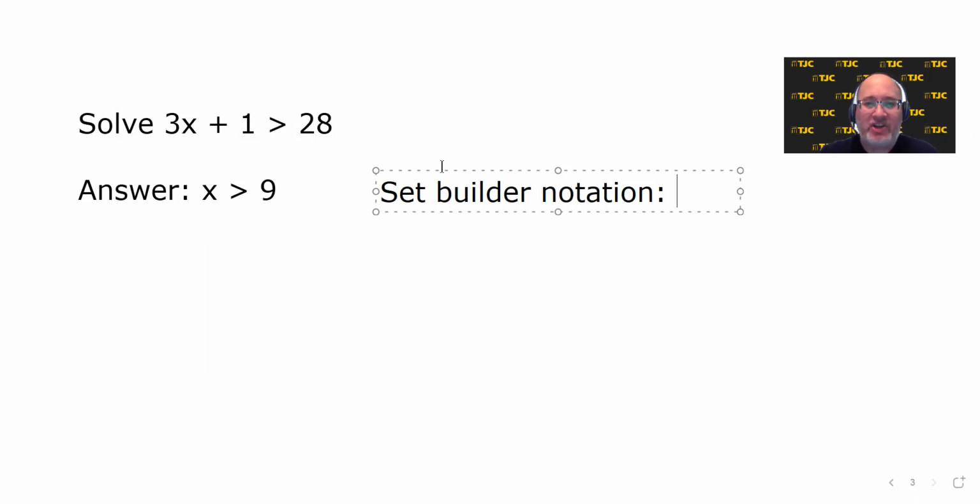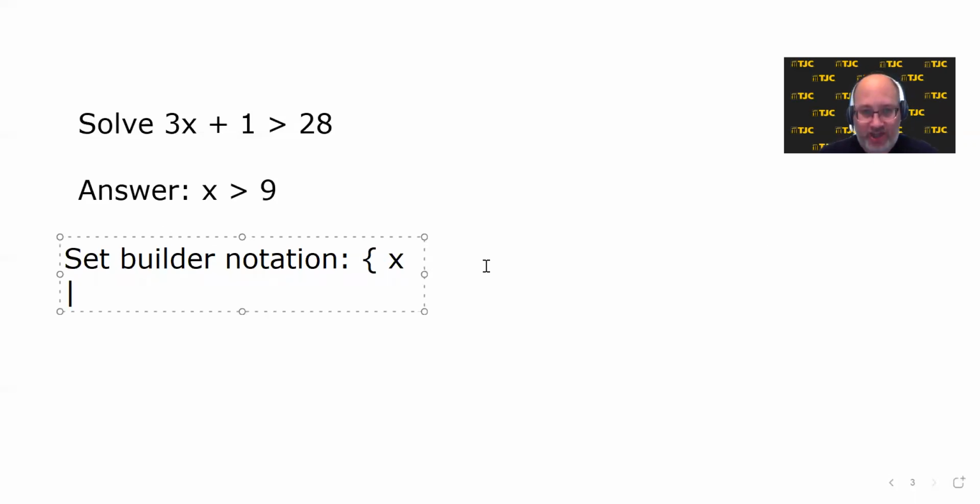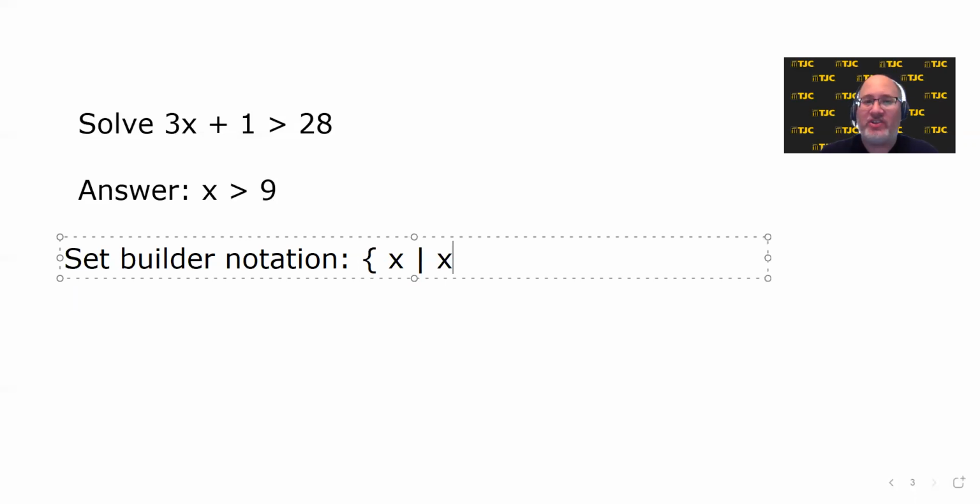Set builder notation was actually pretty easy. All you had to do, and if you missed this, go back to that assignment, the weekly work 02 assignment for Math 0314. The set builder notation is writing your solution as a set or a collection of objects in a pair of braces. You start by saying the set of x's, and then the vertical line translates to the phrase "such that," and then you type the condition the x's have to satisfy, which in this case is x is greater than 9. Then you close off your set with the brace. So really, set builder notation is just a fancy way of saying what we just got.